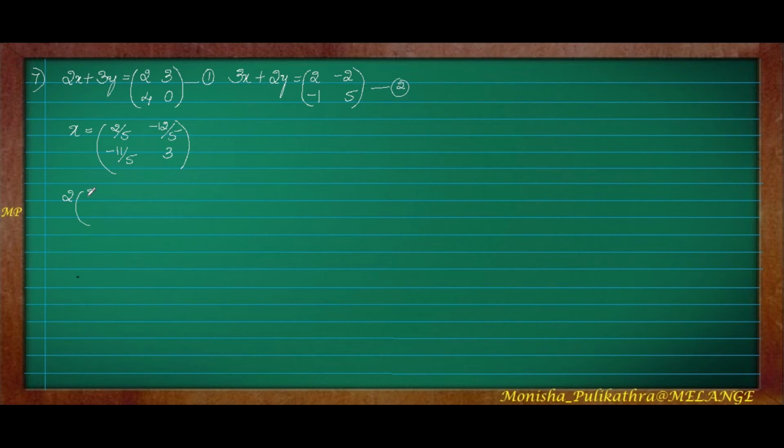So 2 into, in the place of x we have to include this matrix, [2/5, -12/5; -11/5, 3], plus 3y is equal to [2, 3; 4, 0]. Next we have to multiply each and every element inside the matrix by 2. So 2 2s are 4 by 5. 2 into minus 12 is minus 24 by 5. 2 into minus 11 is minus 22 by 5. And 2 into 3 is 6.